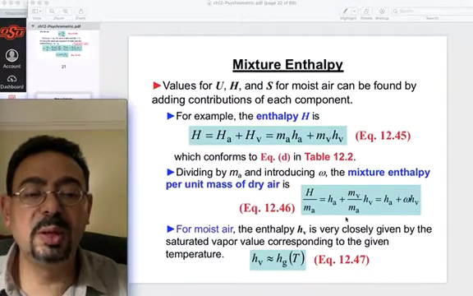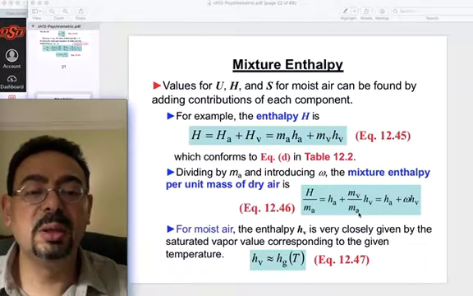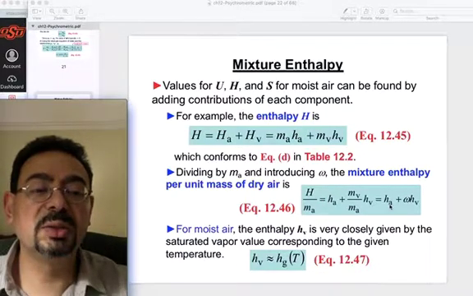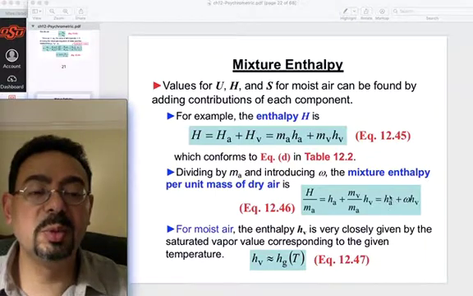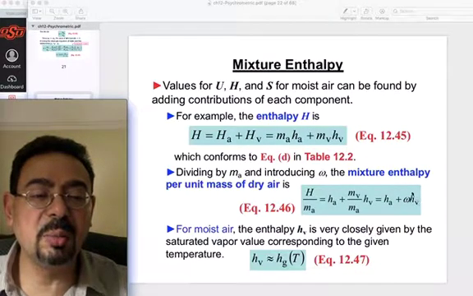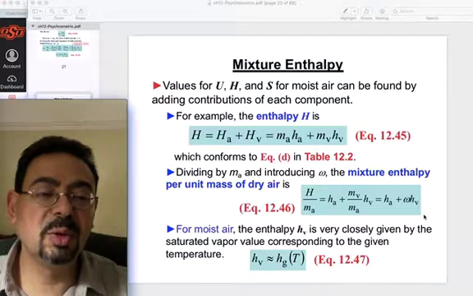What did we call this in the previous slide? Humidity ratio, right? So this will become our omega. Then when they want to calculate the mixture enthalpy per unit dry air, it's simply the specific enthalpy of the dry air plus omega H vapor, in joules per kilogram water vapor per kilogram dry air, multiplied by the enthalpy of the water vapor.